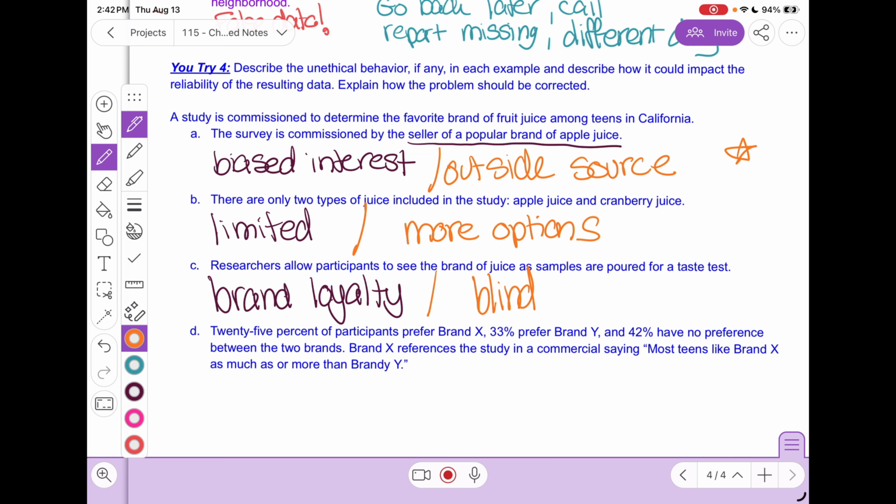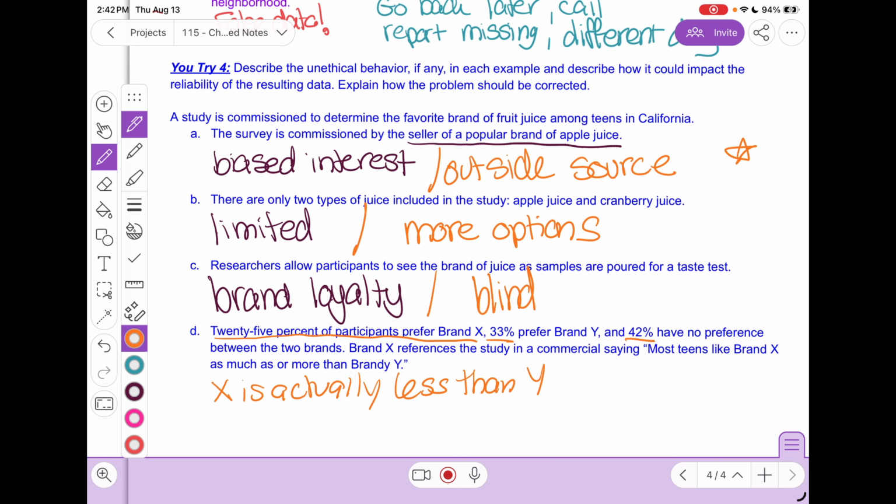All right, 25% of participants prefer brand X. 33% of participants prefer brand Y, and 42% have no preference between the 2 brands. Brand X references the study in the commercial, saying most teens like brand X as much as or more than brand Y. So if you look at the numbers, 25% like brand X. X is actually less than the 33%. So X is actually less than Y. They're not lying because 42% have no preference. So more people don't care than either.